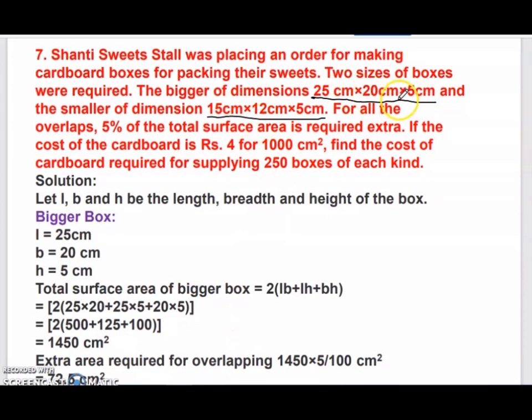So these are the dimensions of boxes, but when you find the area of the cardboard that is required for making it, then you have to consider this 5% extra for the overlaps as well. So cost is rupees 4 for 1000 centimeter square. You have to find the cost of cardboard required for supplying 250 such boxes. So this is the cost, and this is the number of boxes of each kind that are required. That is, for the bigger box also 250 are required, and for the smaller one also 250 are required.